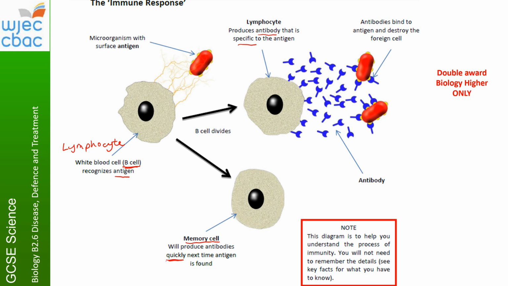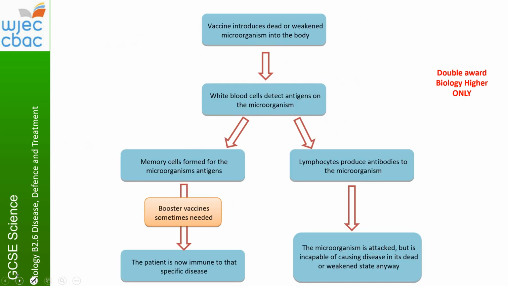Make sure you remember the key facts and you know the difference between these words antigen and antibody. You know lymphocyte, phagocyte. For higher tier, you need to know that the lymphocyte, the B cell, divides to make memory cells and that these hang around and will produce the antibodies far faster the next time the same antigen is found. Okay, so that is the end of this lesson. Our next lesson will deal with immunity and vaccination.